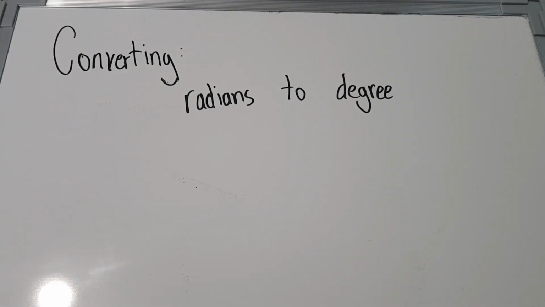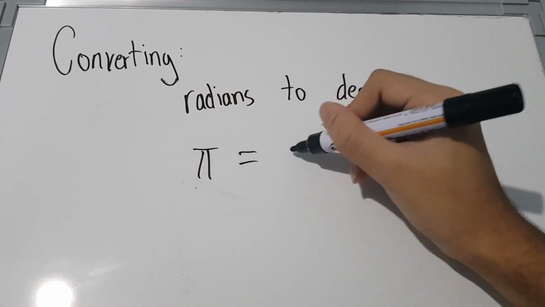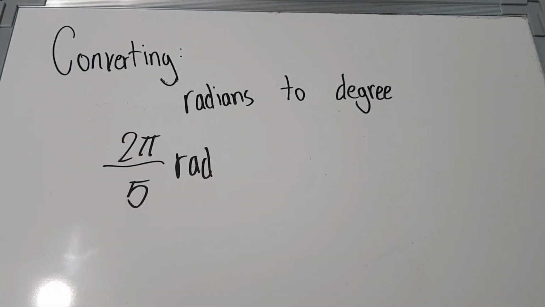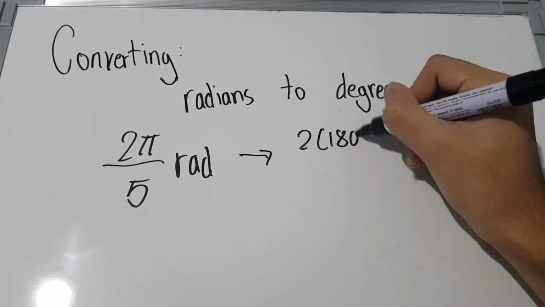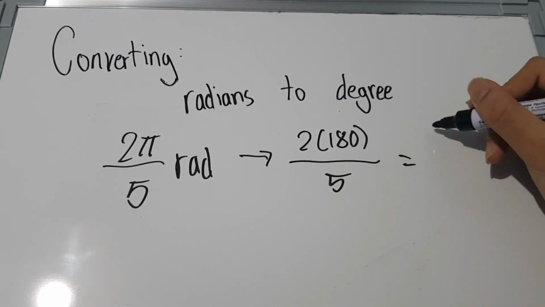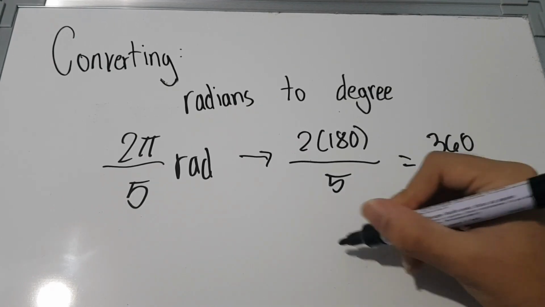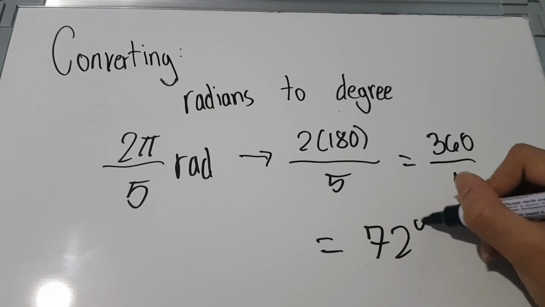And in order to convert radians to degrees, we just have to substitute 180 for pi. In this example, our radian is 2 pi over 5. In order to convert this to degrees, we substitute 180 for pi, then proceed. This will be 2 times 180, which is 360 over 5. This will be equivalent to 72 degrees.